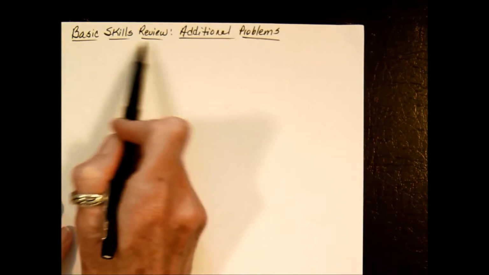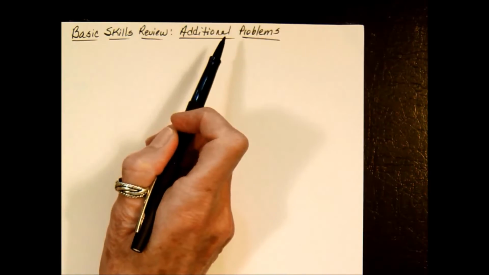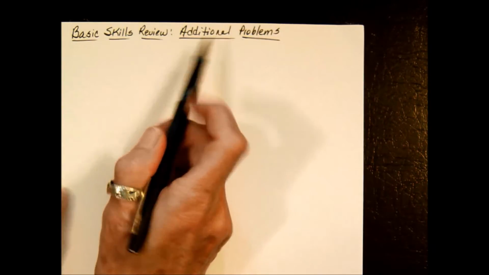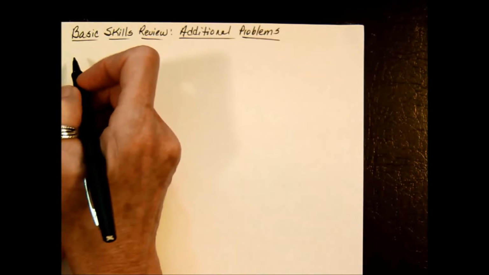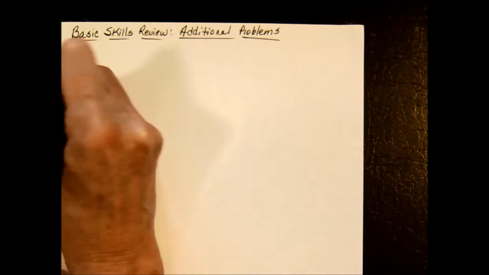This is the Basic Skills Review additional problems found at the end of the Basic Skills Review document. So we'll start out with some fraction concepts again.